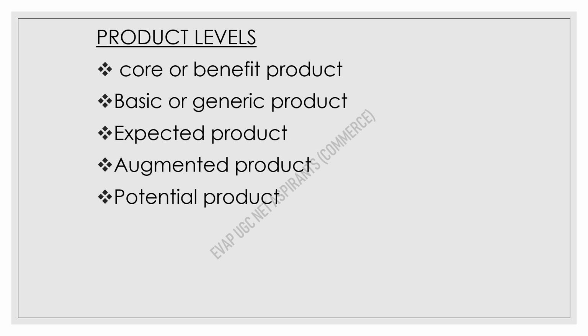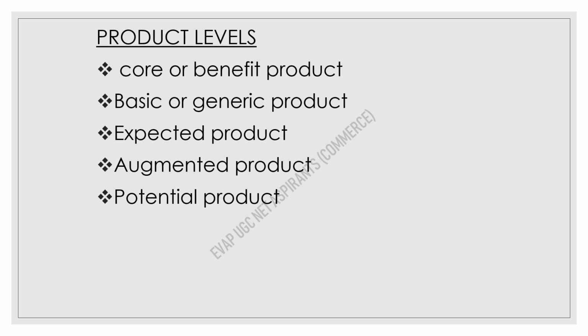So next is the product levels. So what are the various product levels? First level of product is core benefit. So core benefit is the fundamental level. It is the first basic level which includes the very basic needs. For example, education is a basic need for a student. So that is the core benefit of a product.